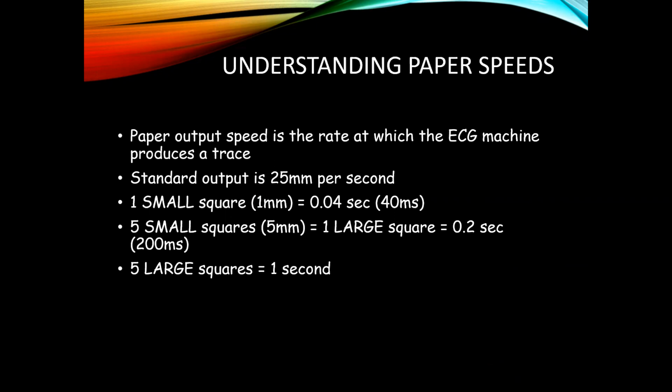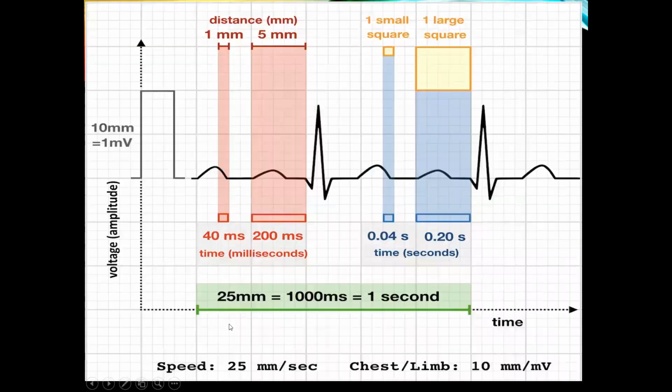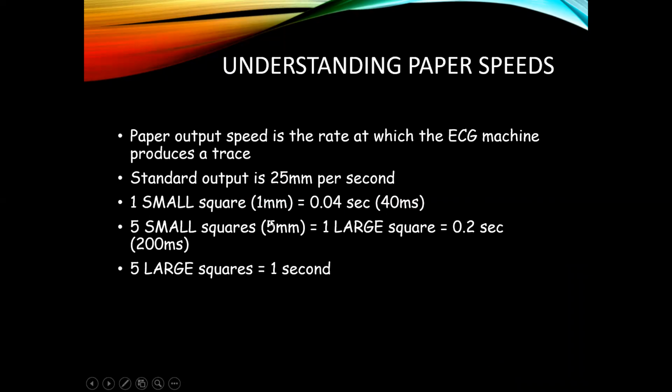So, understanding paper speeds. Paper output speed is basically the rate at which the ECG machine produces a trace. The standard output is 25 millimeters per second. So this is the speed we're talking about, 25 millimeters per second, okay? One small square is 1 millimeter, and that is equivalent to 0.04 seconds or 40 milliseconds. 5 small squares, which is 5 millimeters, is equivalent to 1 large square, which is 0.2 seconds or 200 milliseconds. And 5 large squares make 1 second, okay?